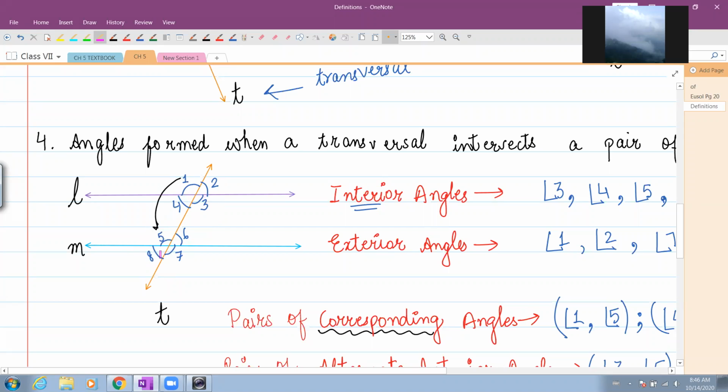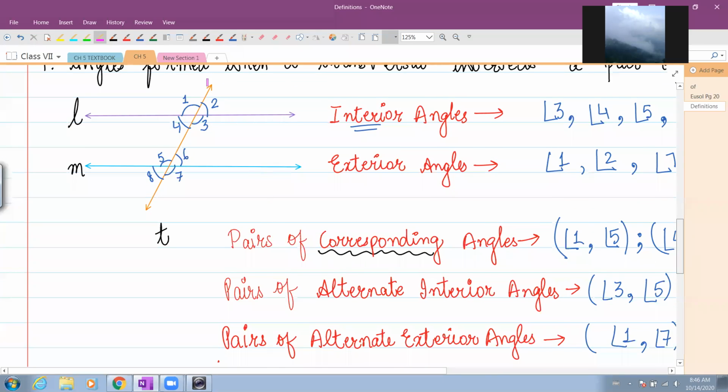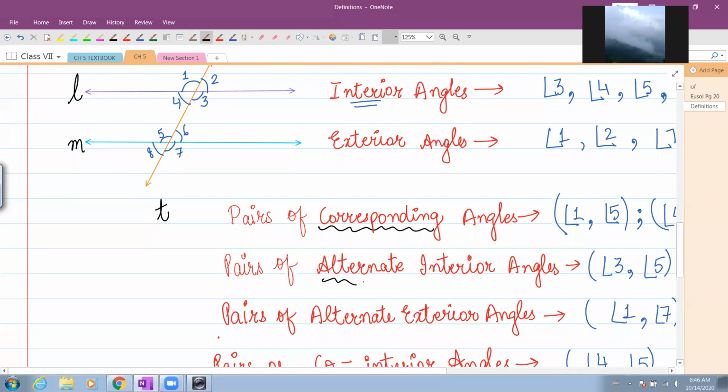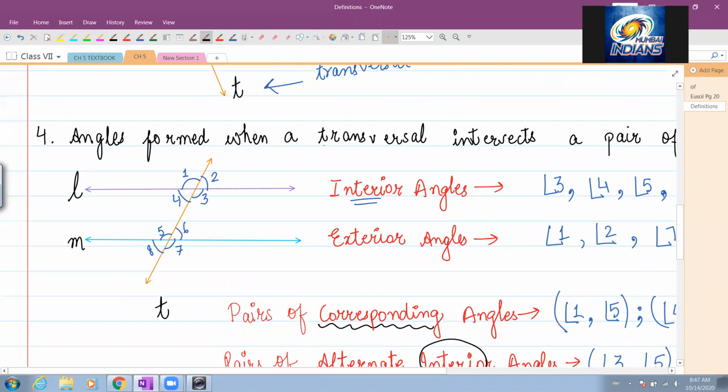Now after this, the next pair of angles that you need to identify is alternate angles. Pair of alternate angles we can take from the interior and we can take from the exterior. So let us first take alternate angles from the interior. Madam, we have to take them crosswise, like 3 on the right side and 5 on the left side, so madam, we will take them crosswise like this.